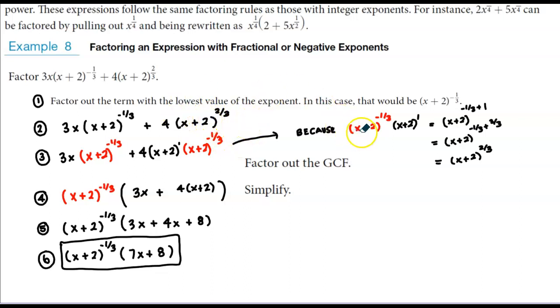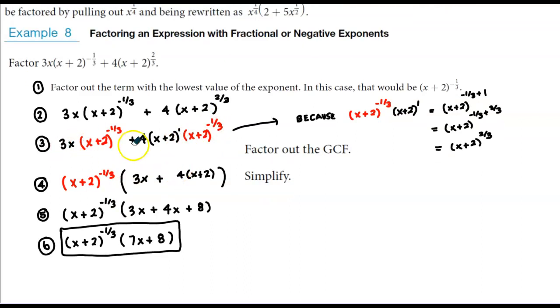Now we can confirm that by looking at the following. Recall that when you have the same base, you can add your exponents. So (x+2)^(-1/3) times (x+2)^1 would be (x+2)^(-1/3 + 1). Now 1 is the same thing as 3/3. Having the same base, -1/3 + 3/3 gives you (x+2)^(2/3). So that's what allows us to see what is remaining. So it's plus 4 times (x+2)^1 times (x+2)^(-1/3).